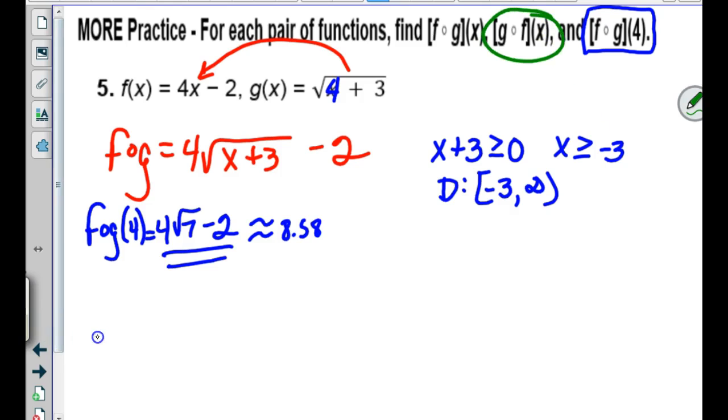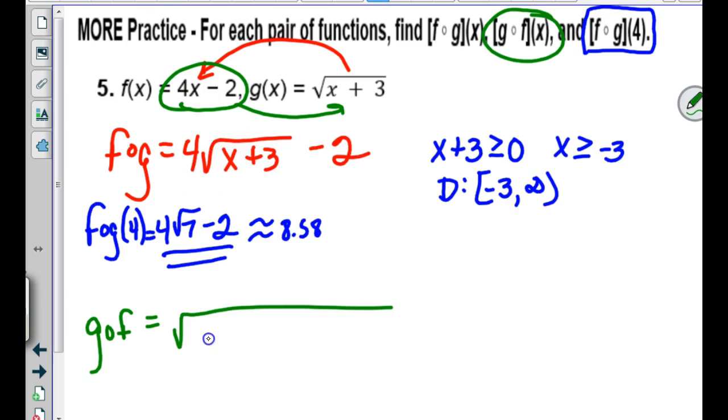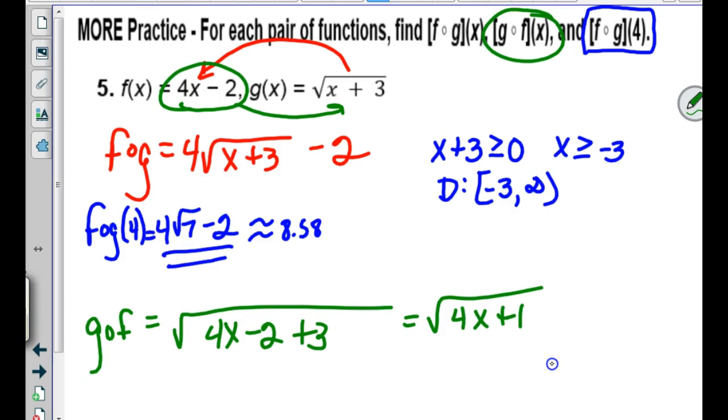We didn't do G of F. How do we do G of F? Put F into G this time. So all this goes in here. I shouldn't have written on top of that. So we will have square root of 4x minus 2 plus 3, which is 4x plus 1. There you go. Okay.